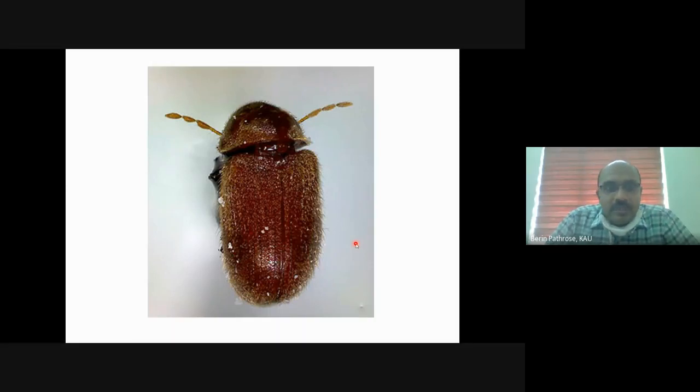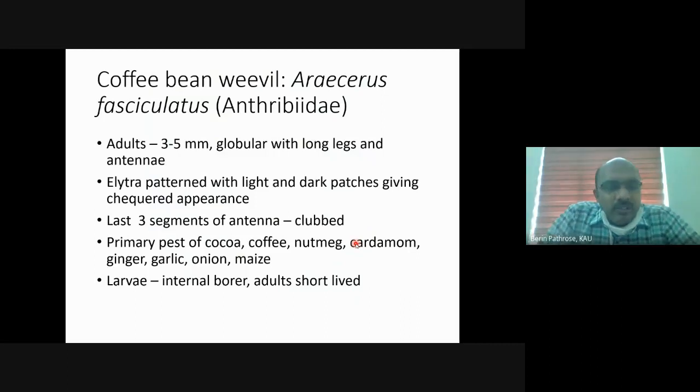Okay, we will continue. And coming to the next one, coffee bean weevil, Araceus fasciculatus. Araceus fasciculatus, mainly in Kerala, it is seen in nutmeg. Anyone, if you have nutmeg in their home? Anyone from Thrissur and Ernakulam district who have? Arulla. എറണാകുളം തൃശ്ശൂരും എല്ലാം ഉള്ളു, ബാക്കി എല്ലാ ഭാഗത്തും ഉണ്ട്.